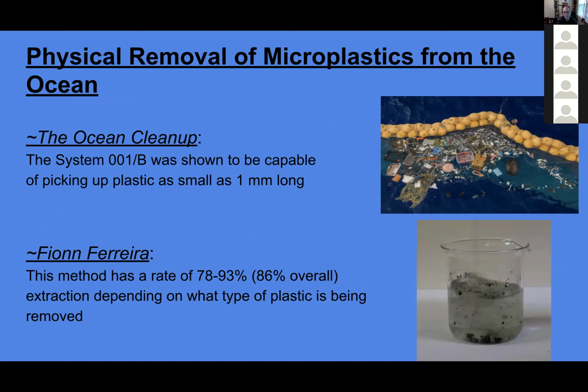Many innovations have been made in the physical removal of microplastics from the ocean in recent years. One of these is from the company The Ocean Cleanup, and I know that a few other groups have already talked about the Ocean Cleanup in their presentations, so I won't dwell on this one too much. But specifically, the system 001B, which was nicknamed Wilson, was able to pick up plastic as small as 1 millimeter long. And what this system basically is, it's a 3-meter long skirt that's in the water attached to a floater that sits on the surface of the water and collects plastic as it's pushed through the ocean.